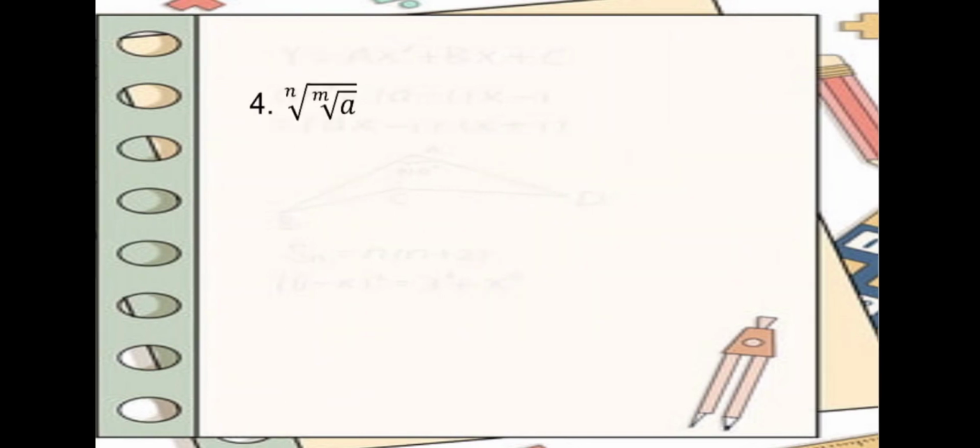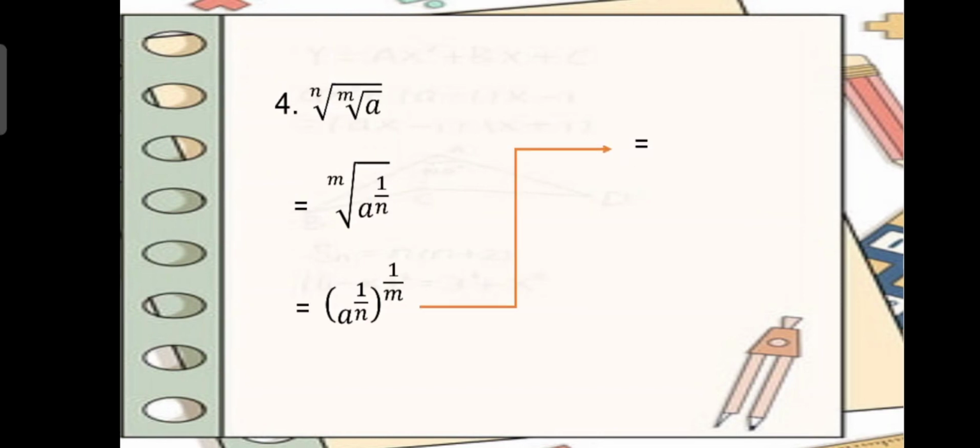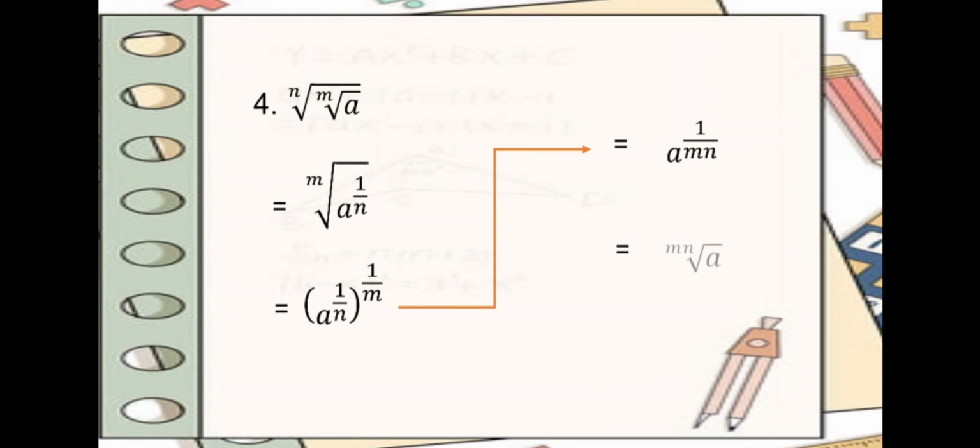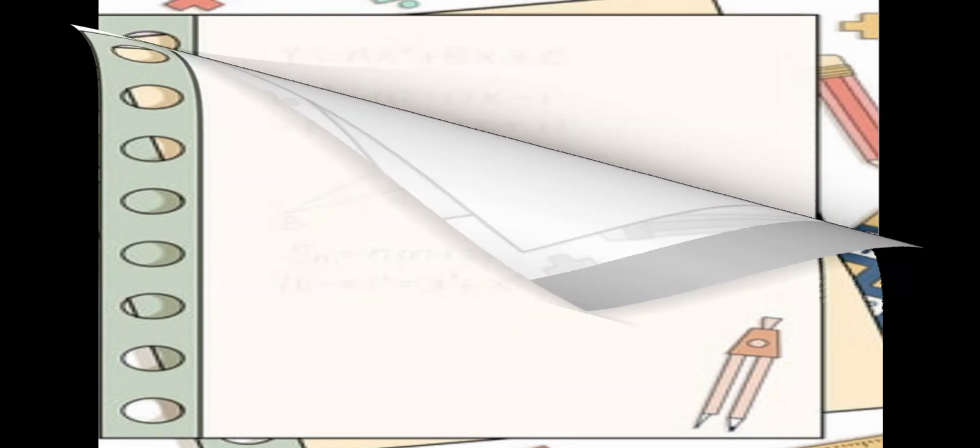Okay? For the last law of radicals, we have nth root of mth root of a. So, it becomes mth root of a raised to 1 over n. And then, it will become quantity a raised to 1 over n raised to 1 over m. Next, it becomes a raised to 1 over mn. Then, the final answer here is mnth root of a.